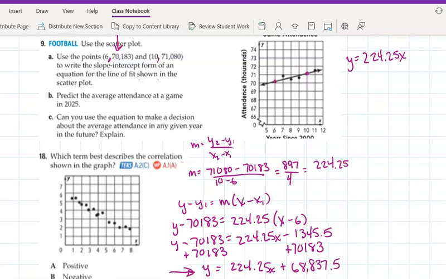So it looks like weird numbers, but that's okay. We'll just work with those. So I'm going to move this over here. So y equals 224.25x plus 68,837.5.